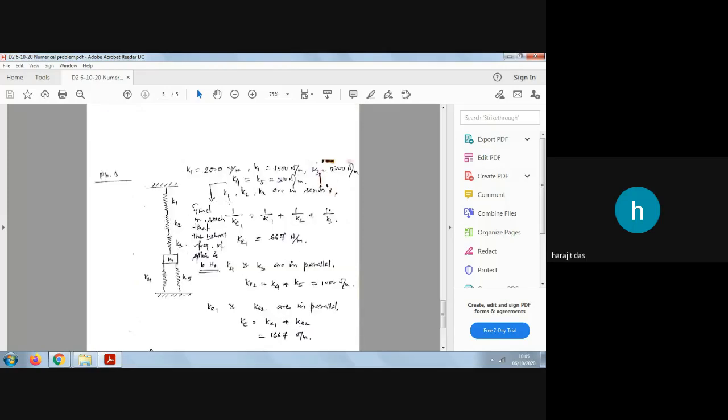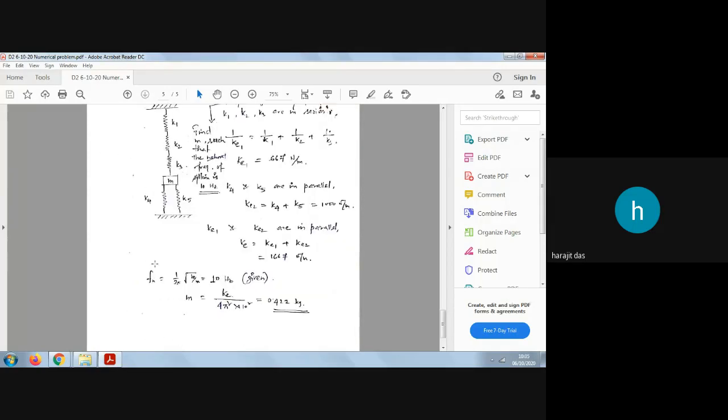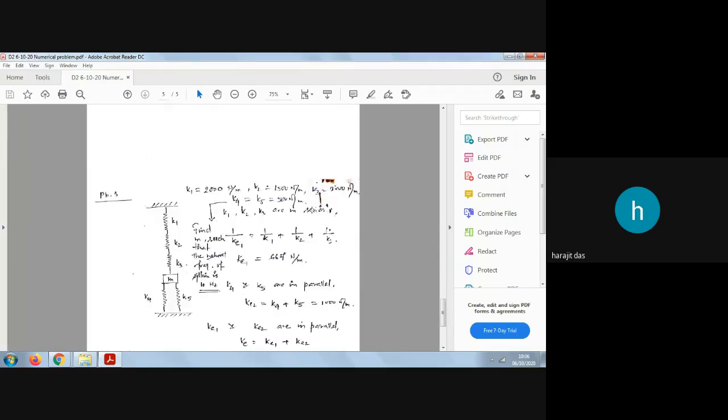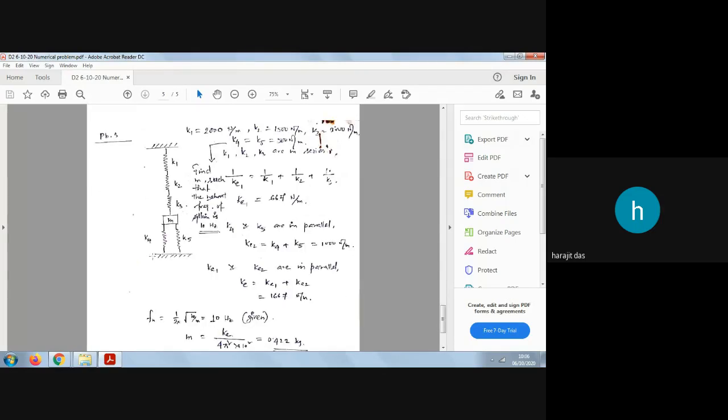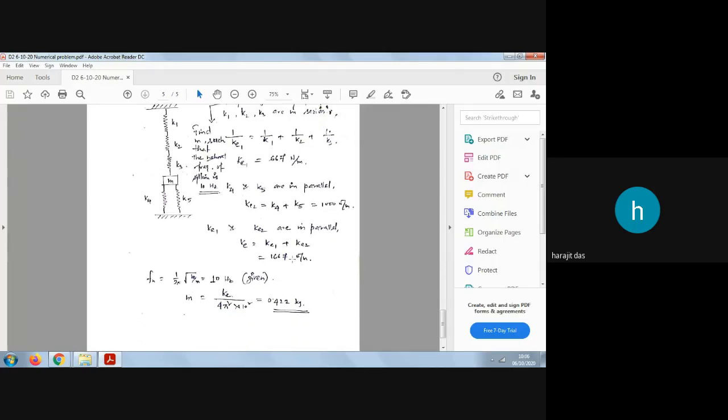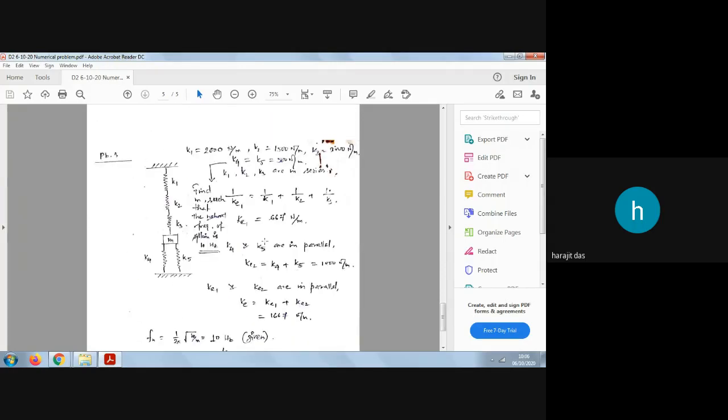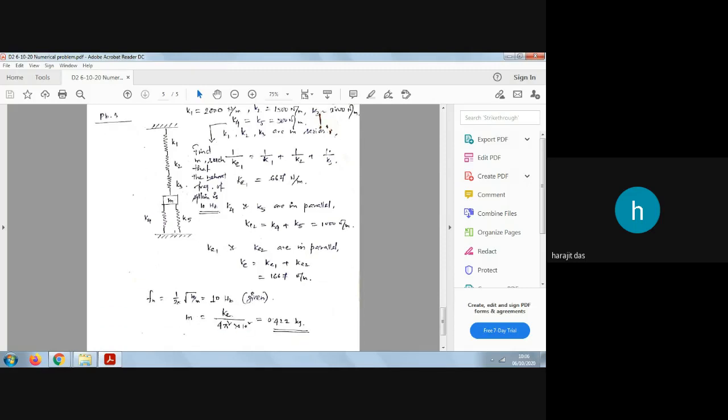Though you are asked to find the mass, here I have found all those things, Fn, m, because it is necessary, otherwise you will not be able to find m. Oh yes, f is given in the system, sorry. So your task is to find the equivalent stiffness and finally the mass. The solution is given, just you try. All the things, k1, k2, k3, are given. You need to find this mass.